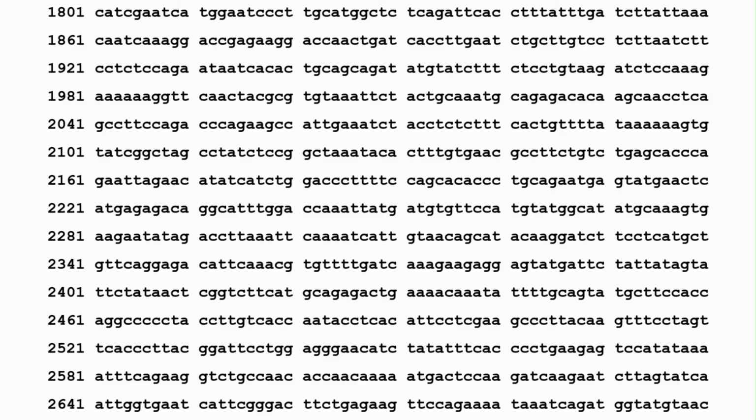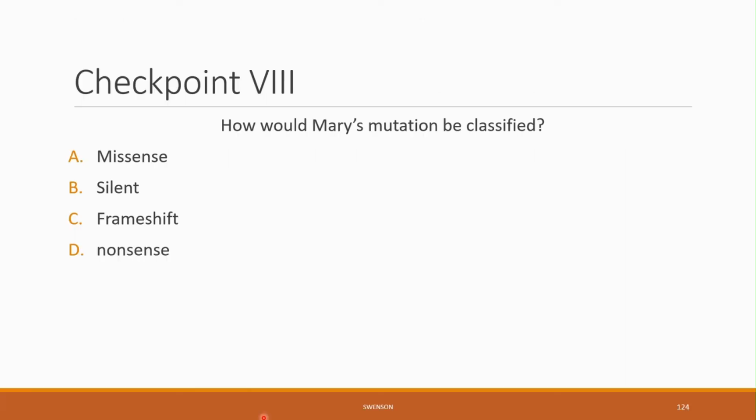A normal RB1 gene is almost 5,000 nucleotides long. In this segment, the bottom line begins at the 2,641st nucleotide. And a few nucleotides down the way here, when the tumor cells had their DNA sequenced, a deletion mutation was found in this area of the gene. How would Mary's mutation be classified? Checkpoint 8.